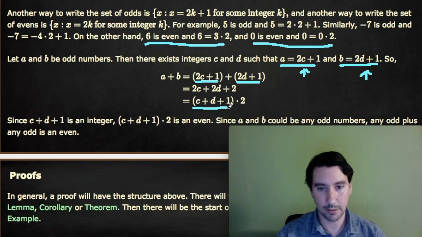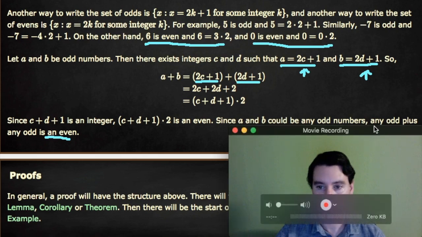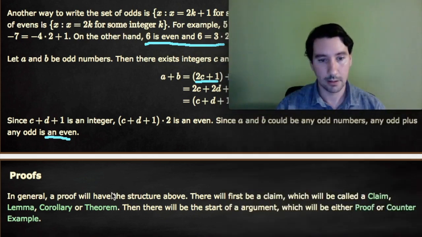And this is a number. If we box the whole thing, we could write an x over it, and it's just like 2 times x, which means it must be an even number, because it's 2 times an integer. And therefore, any odd plus any odd, since we took two odds in general and added them together, must give us an even, since we got an even. So that's an example of what a direct proof looks like.